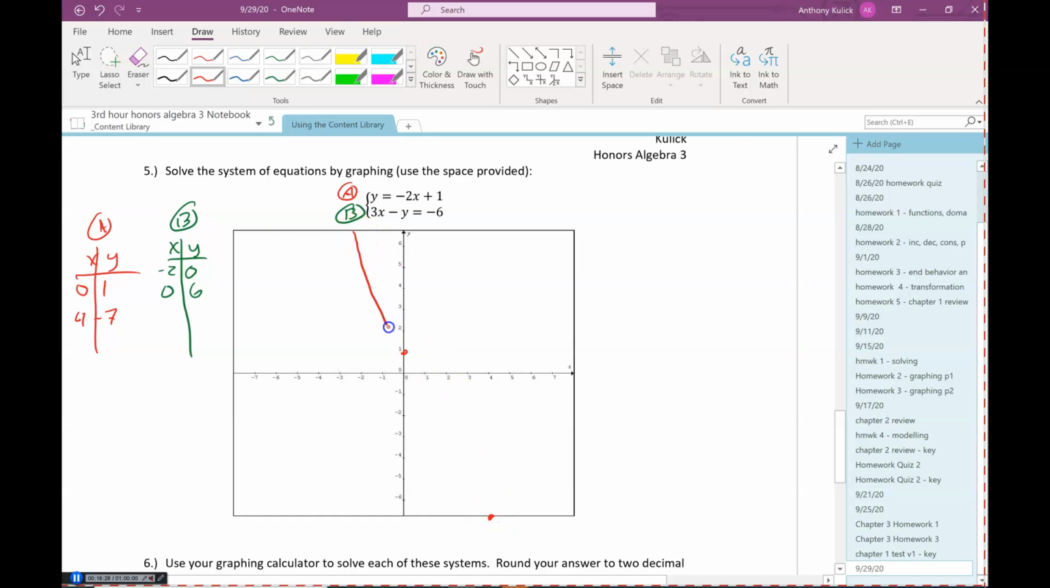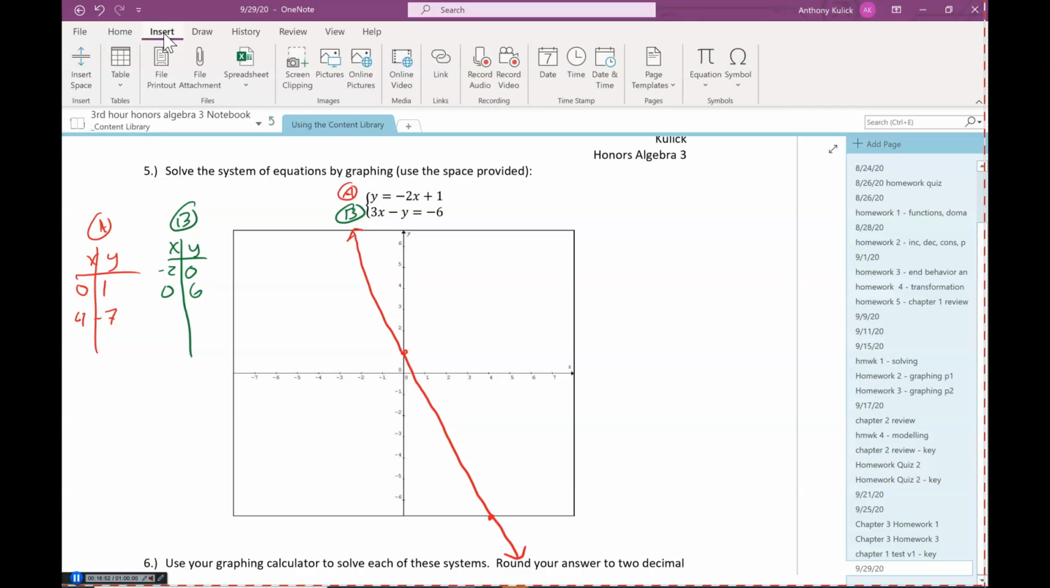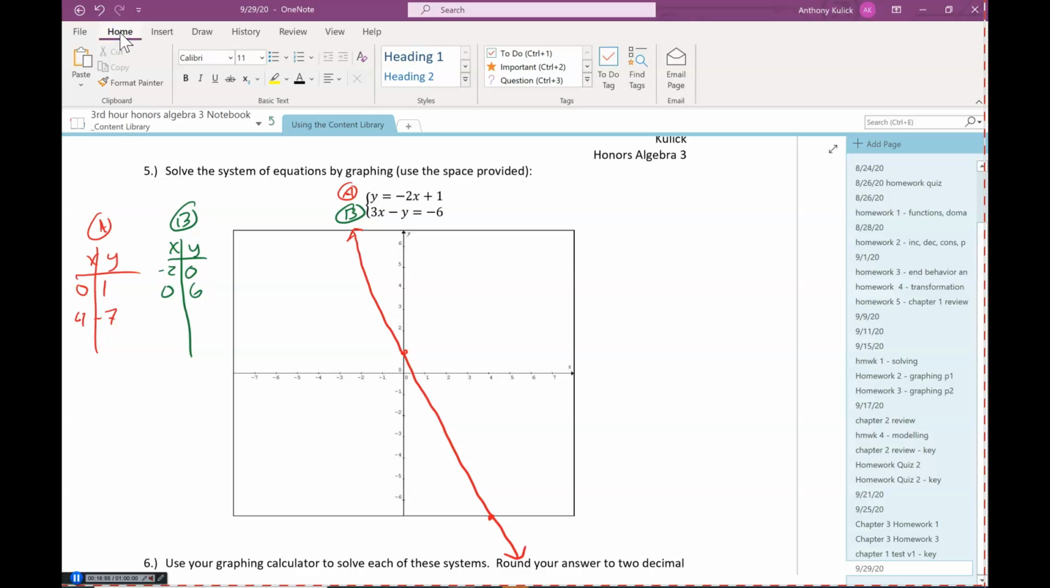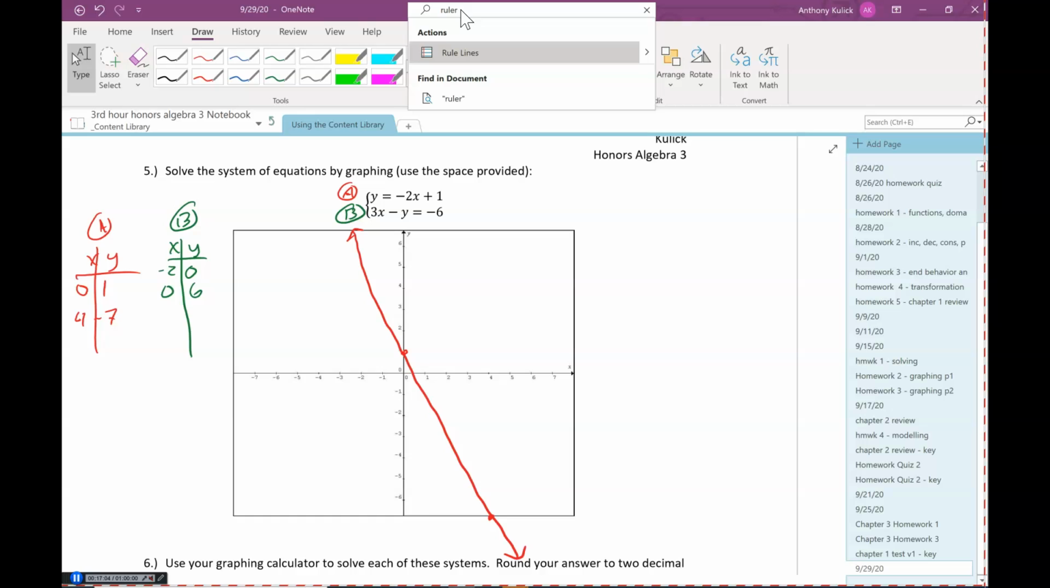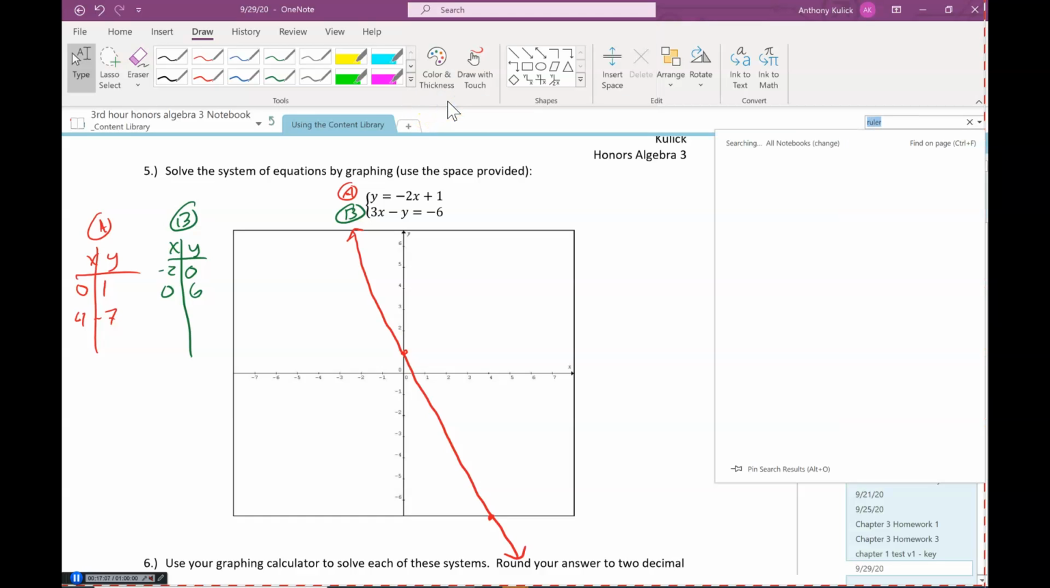That's kind of straight. There's a ruler there. How do I do that? This thing? I wish I knew how to do that. Insert. That doesn't look promising. Home. That doesn't look promising. Yeah! That's what I'm talking about. Thank you. Ruler. That doesn't seem like that's really giving me what I want.